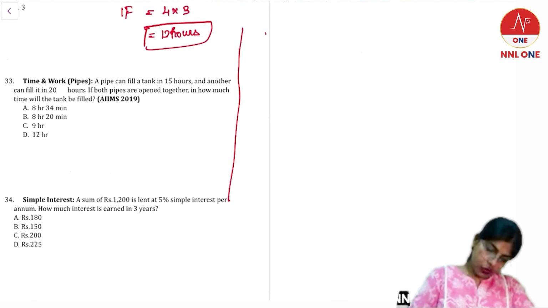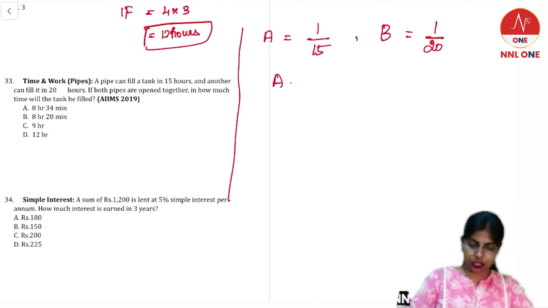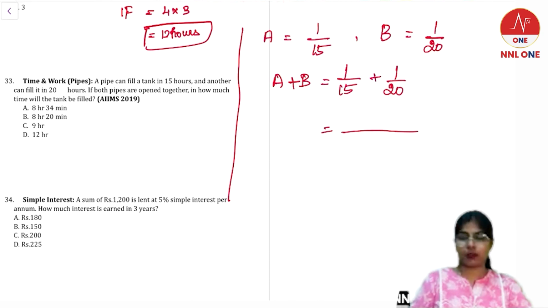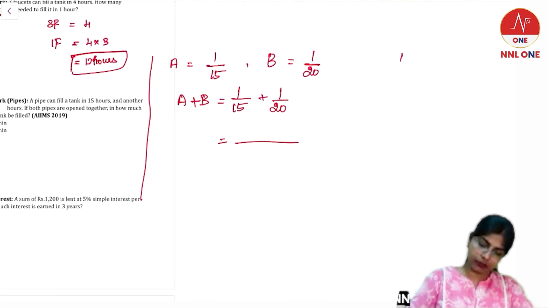Let us assume the first pipe as A, so it can fill it in 15 hours, so 1 by 15. And another pipe, it is 1 by 20. If both are open together, A plus B is equal to 1 by 15 plus 1 by 20. What is the LCM of 15 and 20? It is 60. So I'll solve it here.